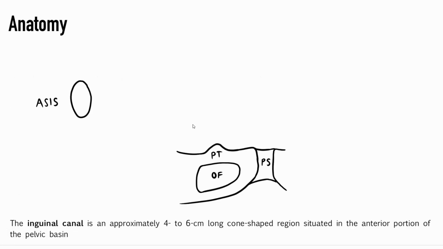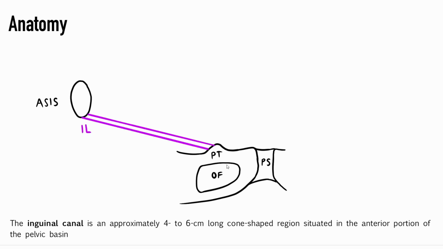So here we have the right half of the pelvic bone. We have the anterior superior iliac spine on the upper left, and on the bottom right, we have the pubic symphysis, the superior and inferior pubic rami, the pubic tubercle, as well as the obturator foramen.